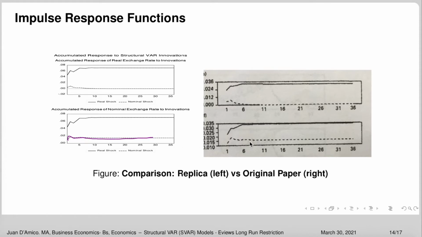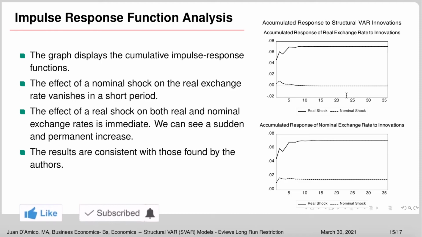This is the nominal shock on the nominal exchange rate. This is a real shock on the nominal exchange rate, and this goes the same: nominal shock for the real exchange rate, and this is the real shock for the real exchange rate. In the next slide, I'm going to explain the interpretation for this impulse response function. As I mentioned before, this graph displays the cumulative impulse response functions.